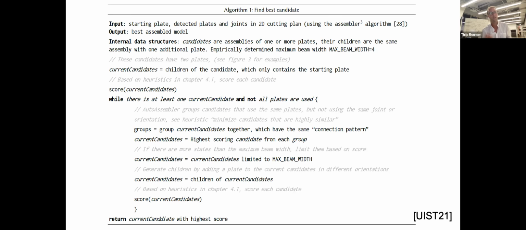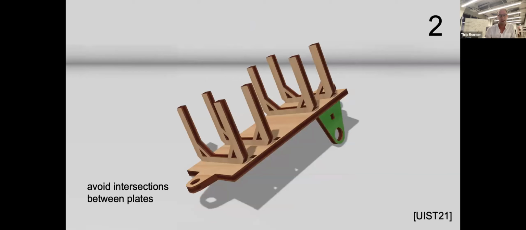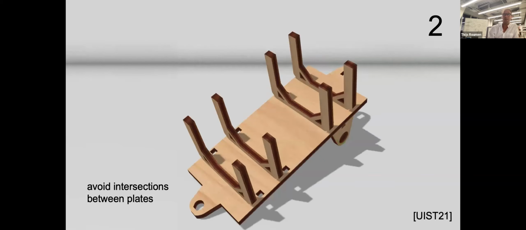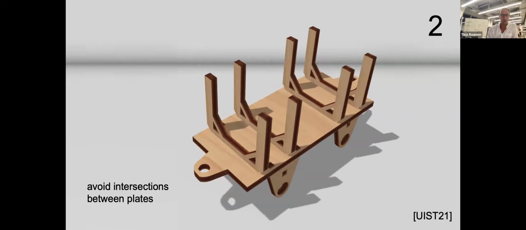Auto assembler avoids intersections between plates. This train wagon here obviously has this red plate that is intersecting with the other plates in the model. And so it gets a really bad score. It gets a much better score for this configuration of that model, where that plate is flipped outwards and no longer intersecting. And it uses that heuristic to continue to assemble this train wagon.